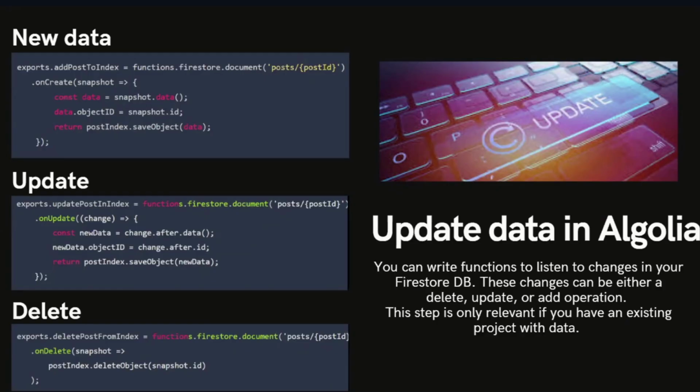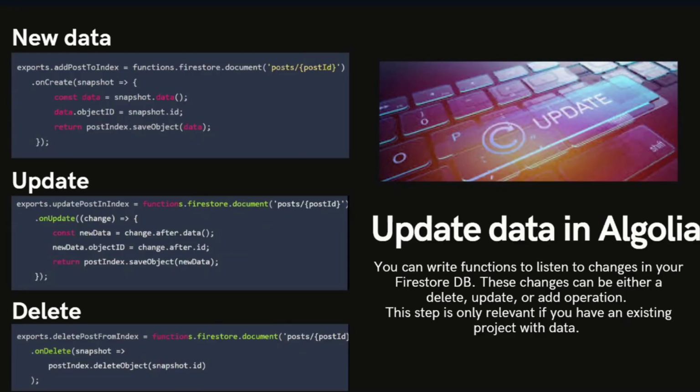If you're just new, and as I explained before, I'm going to be using the assumption of a chat app. So you can see that I'm calling a function that's called add post to index. Basically, it's going to be taking posts. Posts is the name of your collection, and you need to put a wildcard there. That's a post ID. So on create, you create your data, you snapshot.id, and then you save it.